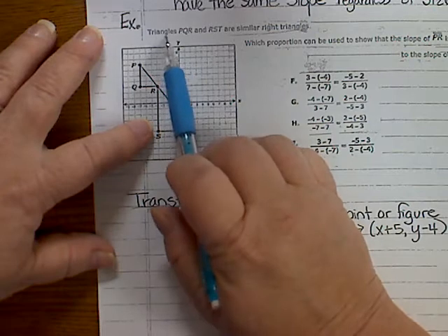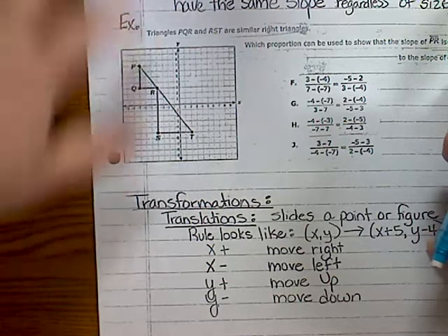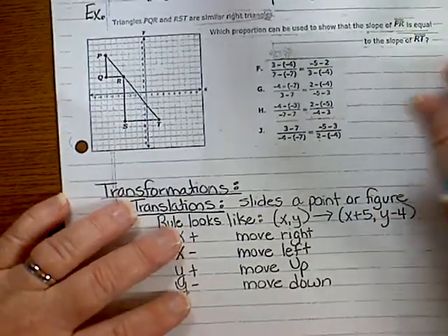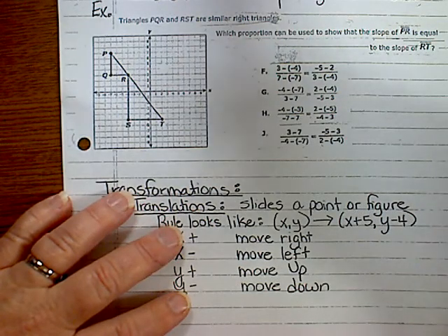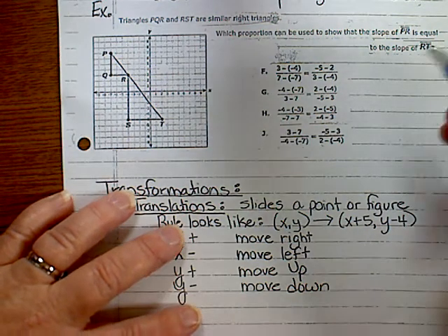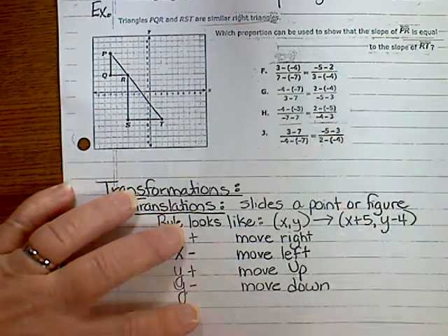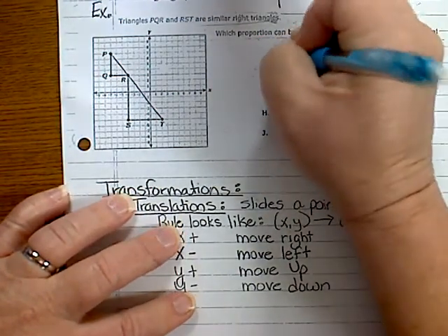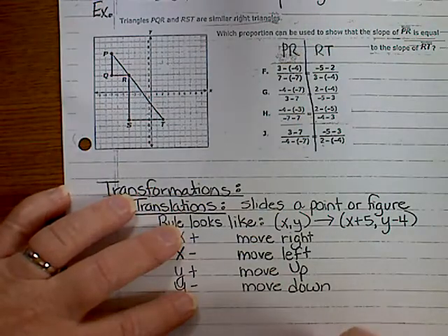It says triangles PQR and RST are similar right triangles, meaning they have the same slope. Similar is the same shape, but not the same size. Which proportion can be used to show that the slope of PR is equal to the slope of RT? So I'm going to tell you right now that PR will always be on this side because they said it first. RT will always be on this side because they said it second.